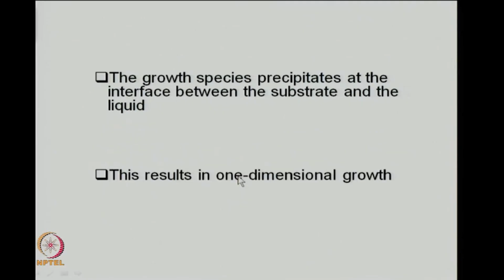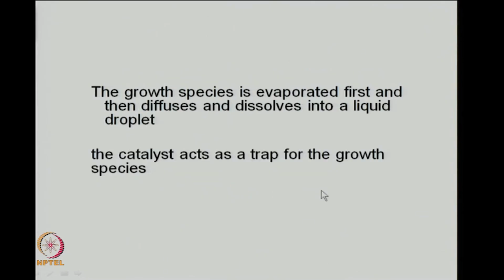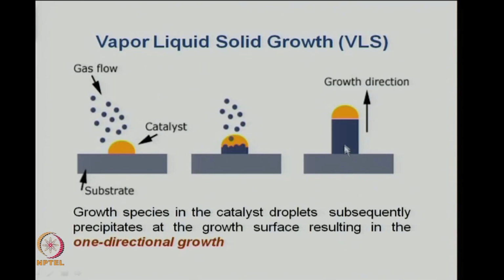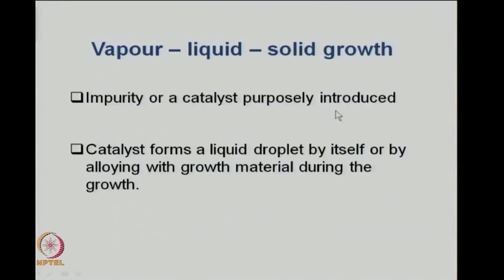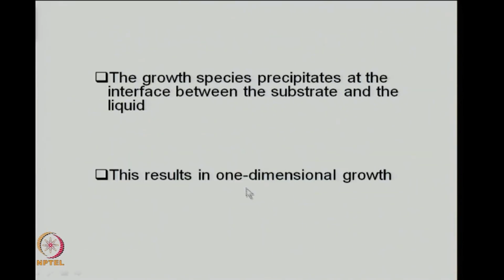So, the growth species are basically vapor molecules which come and sit on the liquid droplet surface and then they diffuse through. So, the catalyst is acting as a trap for the growth species. The growth species will then precipitate at the interface as mentioned earlier after it diffuses through the liquid, and this ultimately results in a one dimensional growth. So, you get finally the growth along one particular direction in which the liquid droplet is pointing. So, that is the end result of the vapor liquid solid process.